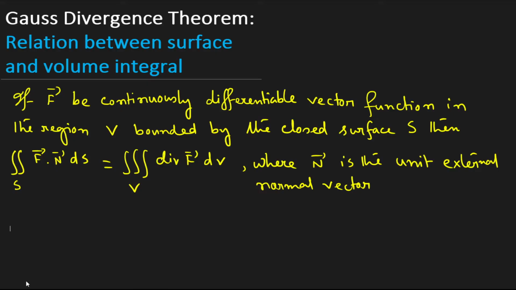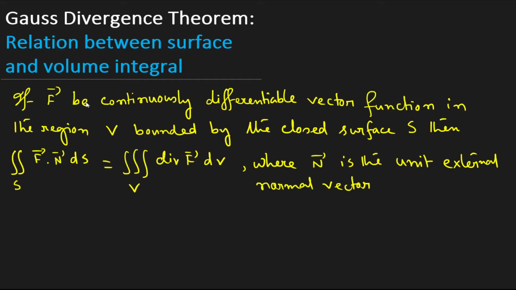So in our last lecture we learned what Green's theorem is and some applications. Now in this topic we learn one more very important topic, which is the Gauss Divergence Theorem. The Gauss Divergence Theorem is nothing but a relation between surface and volume integral. Surface integral means double integral, and the volume integral is a triple integral. So the Gauss Divergence Theorem is a relation between double integral and triple integral.